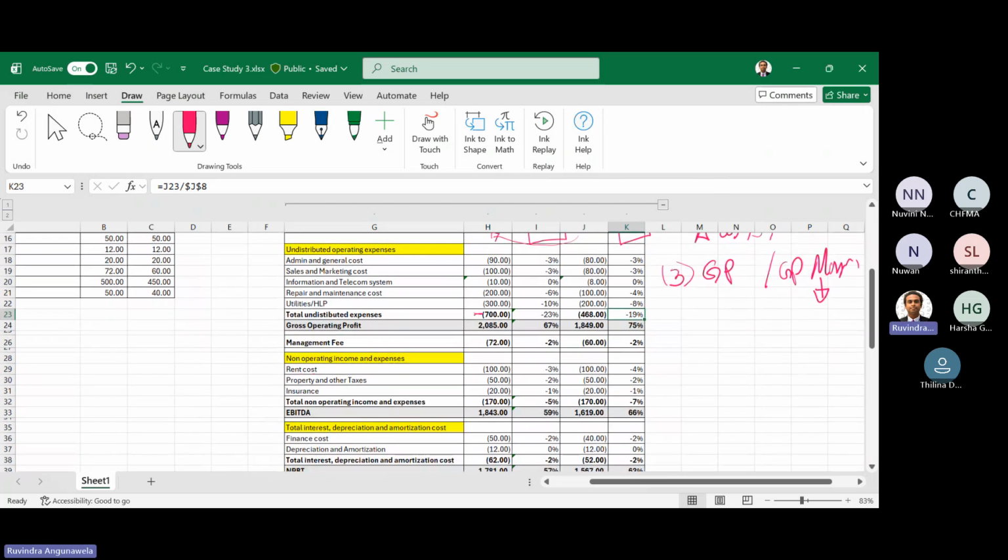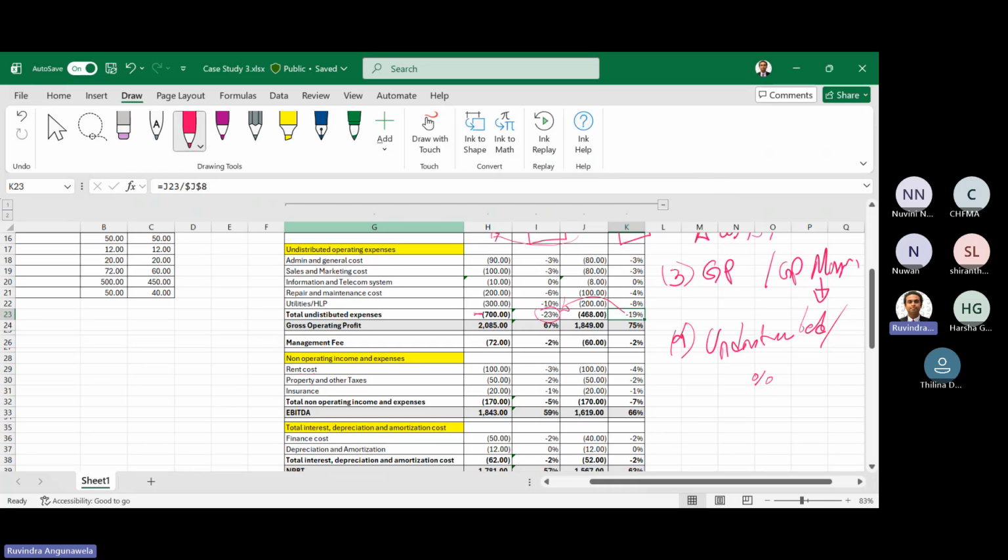Undistributed operating expenses. Let's see what has happened. I will just jump down to the total undistributed expenses. So you can see 700 million, 460. So you can have the fourth point for undistributed expenses. What has happened in absolute terms? And you can comment on the percentage also, percentage of revenue. So what has happened here? From 19% to 23%.